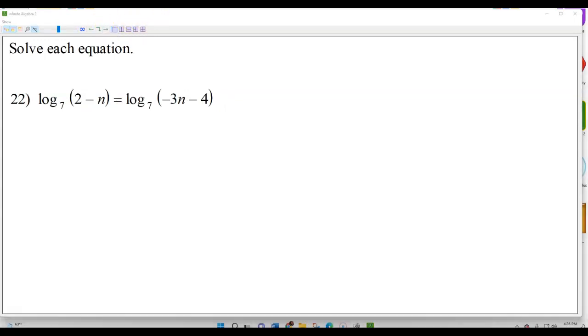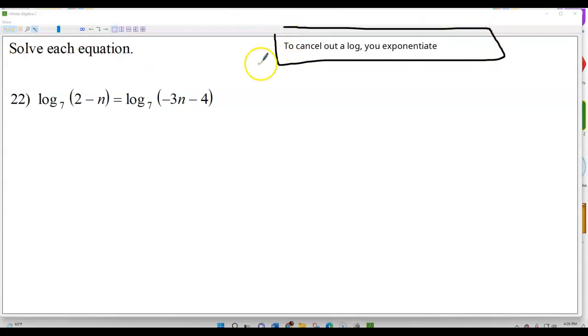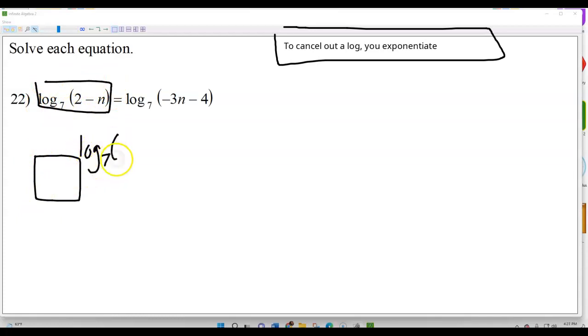So when it comes to log equations, there's a couple of different strategies we want to use. But the biggest strategy to keep in mind is that to cancel out a log, you exponentiate. So that's one of the main things you want to keep in mind when solving a log equation. So what does it mean to exponentiate? You're going to take this side and you're going to make it a power of some number. So I'm going to put that whole thing there, log base 7 of 2 minus n. And you can do the same thing on the other side. You're going to make this a power of something.